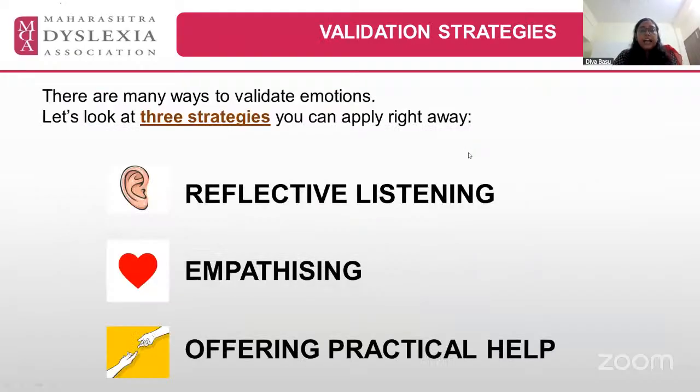Okay. Now we will look at a few strategies which we can use to validate emotions. Now there are many, but today I'm going to talk about 3 strategies that you can start applying right away in the school or at home, with your student or your children. So the first one is called reflective listening. We will talk about each of these. The second is empathizing. Empathy, I think most of us know what it is. And the third is offering practical help. Okay? So let's start with the first one, reflective listening.